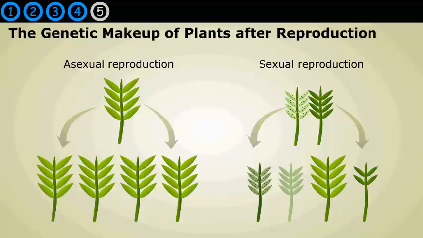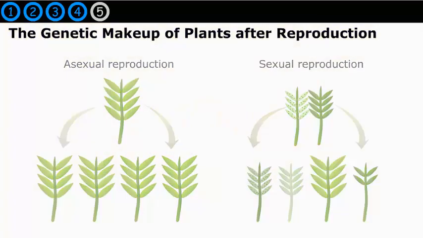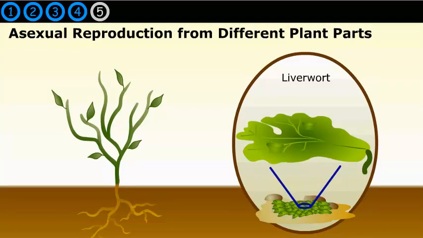Plants may reproduce asexually or sexually. In asexual reproduction, an entirely new plant arises that is genetically identical to the parent plant. In sexual reproduction, egg and sperm cells combine to form a new plant that is genetically distinct from the parent plants. In asexual reproduction, different parts of the plant, stems, roots, leaves, and spores, can give rise to new plants.